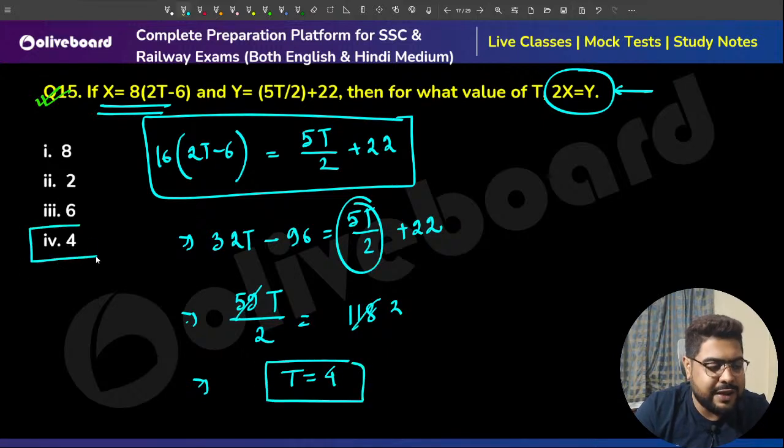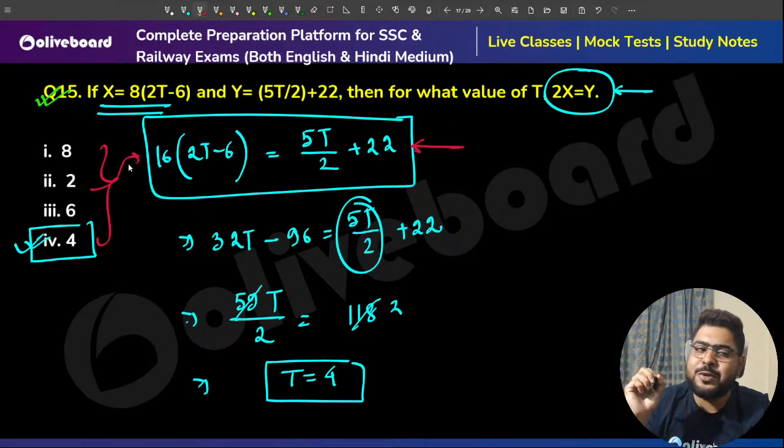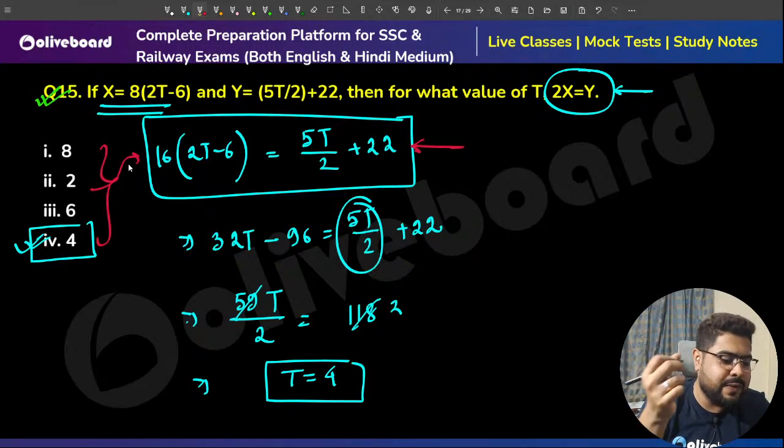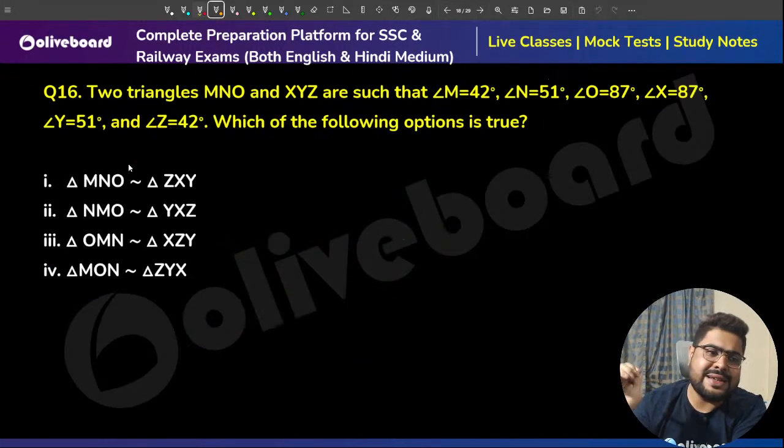Another way of solving this, again very quickly I'm saying: you take this equation, put down the values if you don't want to solve. Put down the values, trial and error, check which option is working. That's all there is. Done? Next one.